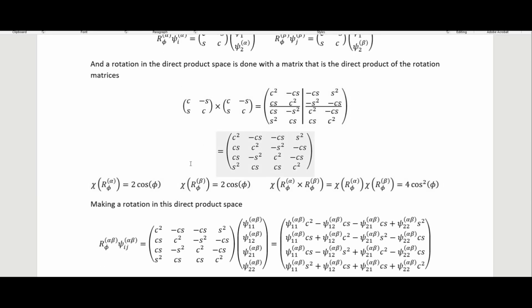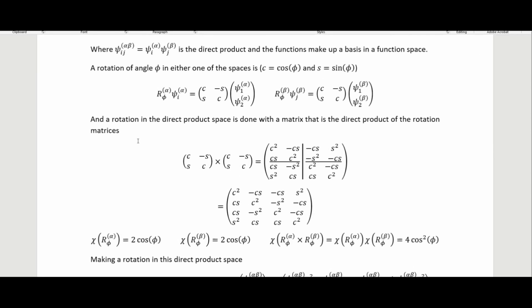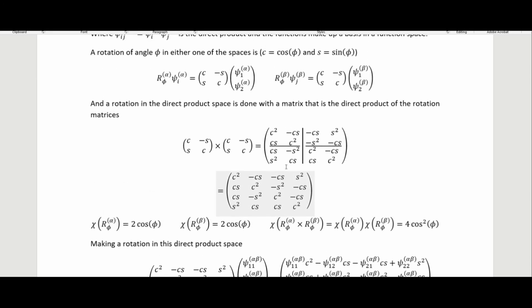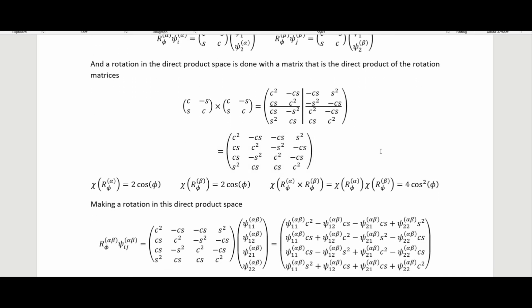And so we can test: if we take the trace of each of these individual matrices, the character of them will be 2 cosine phi and 2 cosine phi, and then as we said above, the character of this new one should be the product of both of those characters, and it in fact is. So we have 4 cosine squared of phi.